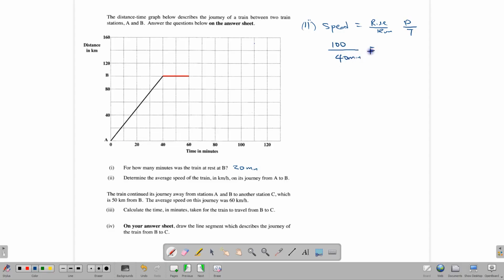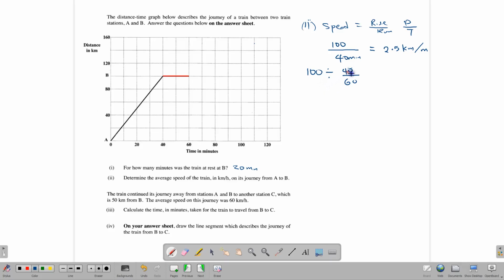Now, I'm saying it again to make sure that you pay attention to your question. If you divide this as is, 40 into 100 gives you 2.5, and 2.5 here would be kilometers per minute. But notice that the question says calculate the speed in terms of kilometers per hour. Because this time is in minutes, we need to write it as a fraction of an hour. So we're going to write 100 divided by 40, and an hour is 60 minutes.